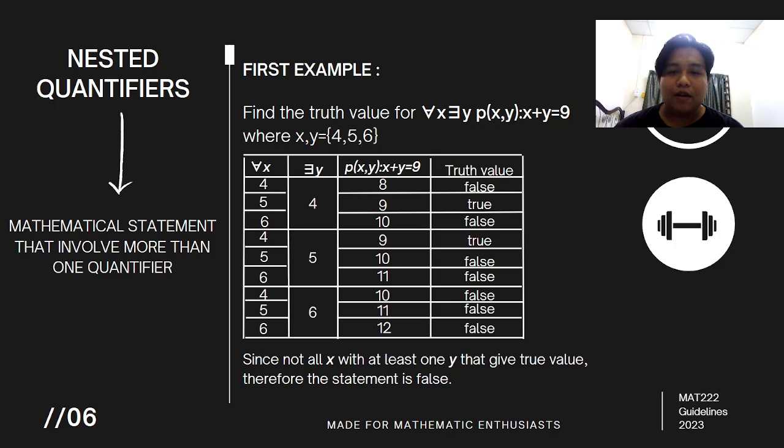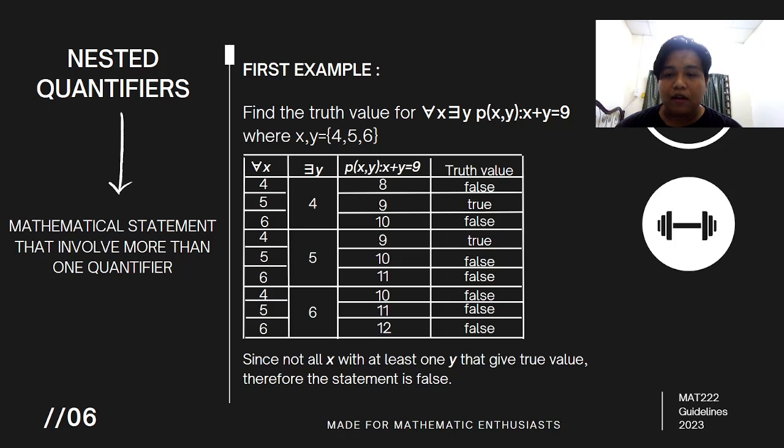Okay, so now I will talk about nested quantifiers. A nested quantifier is a mathematical statement that involves more than one quantifier. For the first example, how do we find the truth value of for all x and for some y such that x plus y equals 9, where x and y are from 4, 5, 6. When we want to solve this, we can use a table. To build the table, we use the first quantifier that appears in the statement. Looking at this question, the universal quantifier appears first, so we build the table as below.